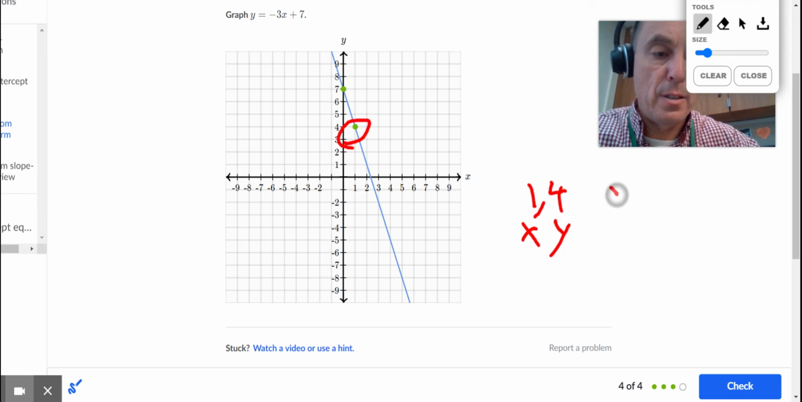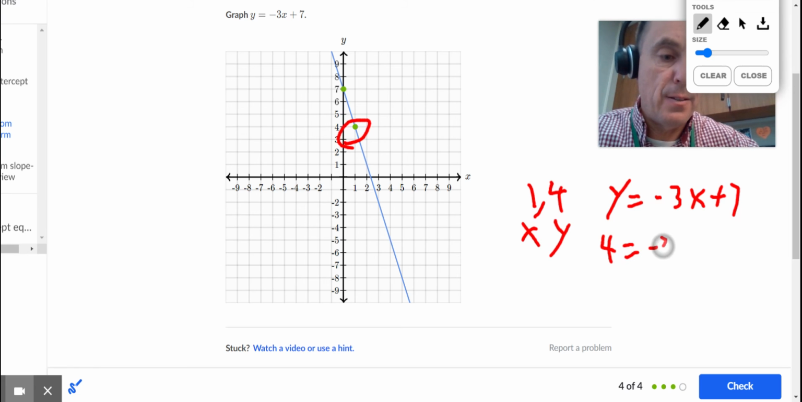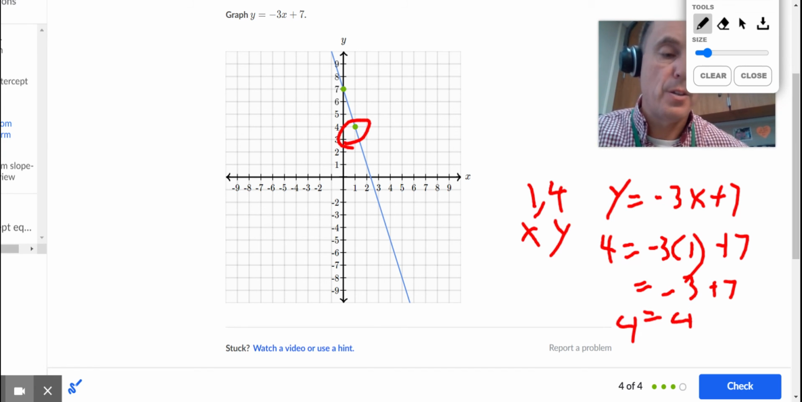The equation is y equals -3x plus 7. I'm going to put these two numbers into the equation. So I get 4 equals -3 times 1 plus 7. -3 times 1 is -3 plus 7, and that equals 4. So 4 equals 4.